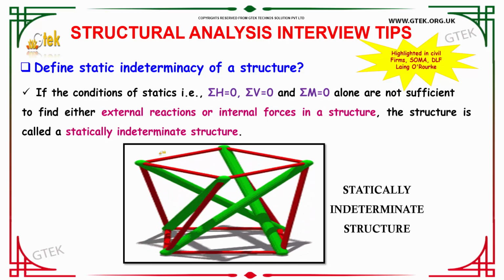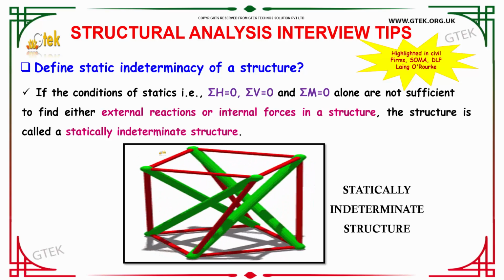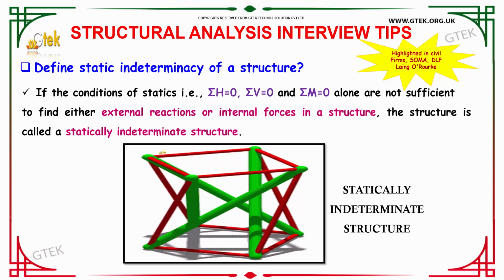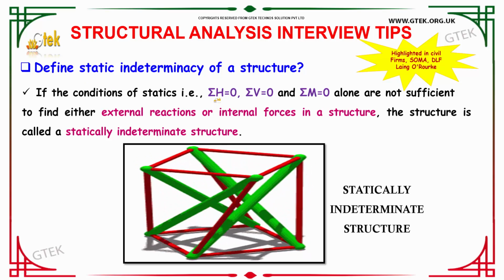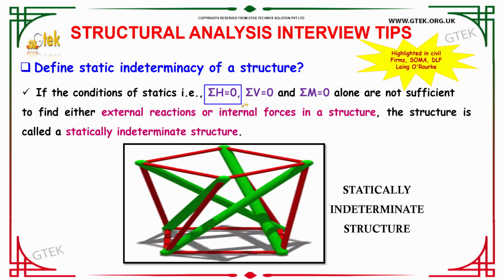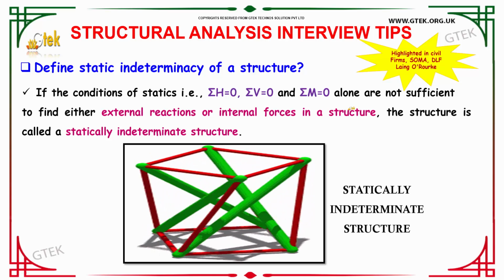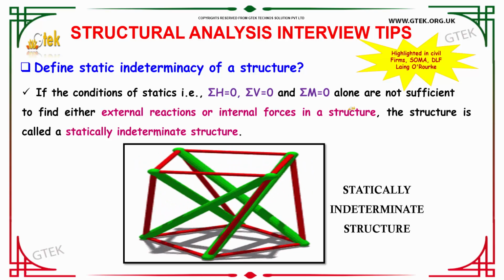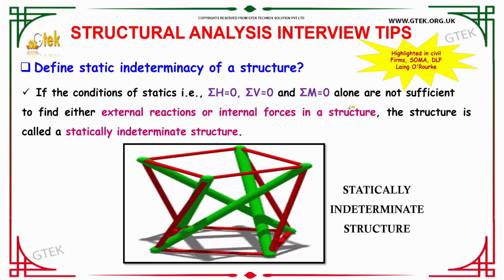Moving on to our next question we have, define static indeterminacy of a structure. If the conditions of statics, that is, summation of H is equal to 0, summation of V is equal to 0 and summation of M is equal to 0 alone are not sufficient to find either external reactions or internal forces in a structure, the structure is then called a statically indeterminate structure.